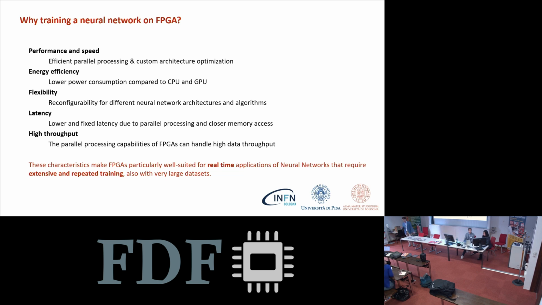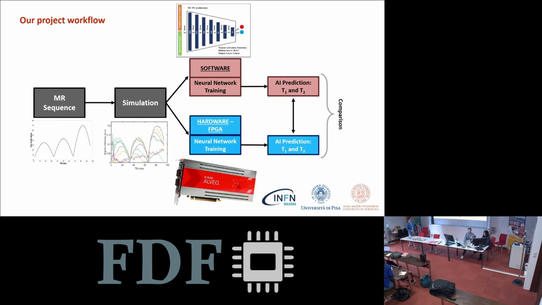But in general, we know the very good characteristics of the FPGA, and these characteristics make the FPGA very well suited for real-time applications, especially in those cases in which we need extensive and repeated training, and in the case of a very large amount of data to be processed. So what are we trying to do? First of all, we have already done the first part, the software part. We have developed this neural network that works really well, and it gives us as output the T1 and the T2 maps, the ones you have seen before. And now we are working on the hardware part. We are trying to develop this same neural network on the FPGA.